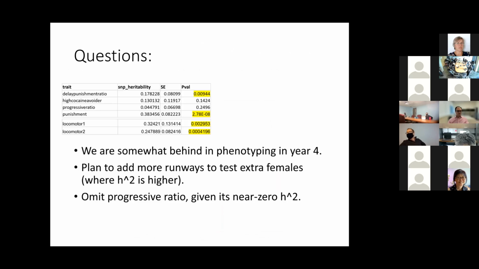So going forward, we're a few months behind in the phenotyping, and so we've added some more apparatuses to speed up the runway testing. We're testing exclusively females now, where we see higher H-squareds. We're only having techs that don't own cats run the tests. I don't know if we should drop the progressive ratio test. The heritability is 0.04, and I don't know if we're ever going to get anything out of that. That will sort of help us catch up a little bit. I don't know if anybody on the call has thoughts about things like that.